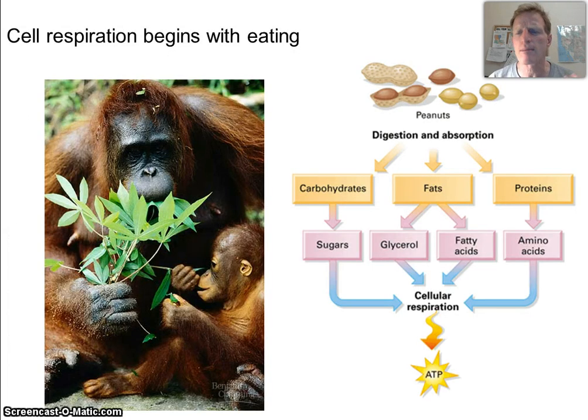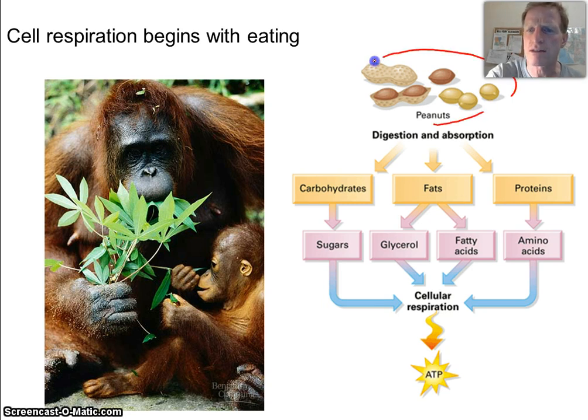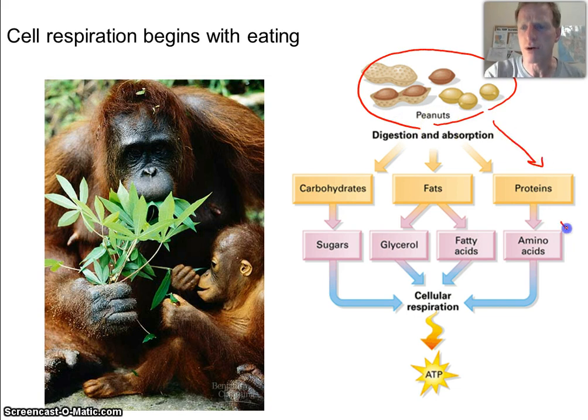So let's first talk about when we talk about cell respiration. When you think about respiration, you think about breathing. Breathing in and out, that's respiring. But cell respiration is really what's going on at the cellular level. So the first thing, when we eat food, let's say you eat some peanuts, okay, you digest them, right? Peanuts have a lot of proteins, and those proteins are broken down into amino acids.